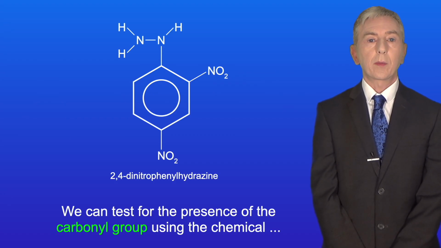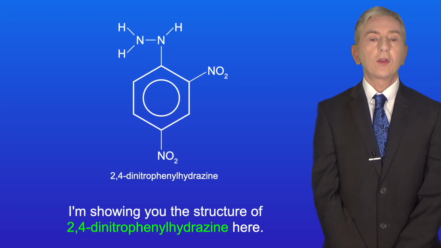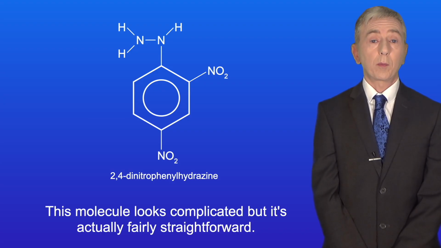Now we can test for the presence of the carbonyl group using the chemical 2,4-dinitrophenylhydrazine, which is also called 2,4-DNP. And I'm showing you the structure of 2,4-dinitrophenylhydrazine here. Now this molecule looks complicated, but it's actually fairly straightforward.